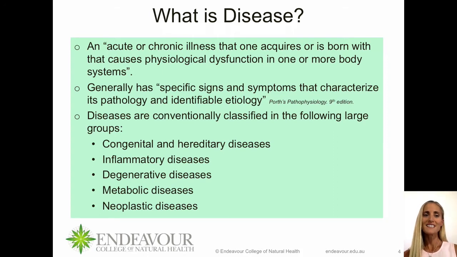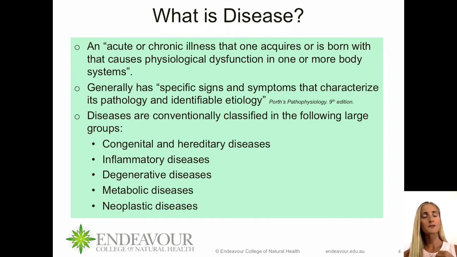Inflammatory diseases are often caused by microbial agents or allergens. A good example of that is hay fever, asthma, food allergies, and anaphylaxis, which is a severe acute inflammatory response to an allergen or a trigger. Degenerative diseases are diseases that cause a degeneration to a specific part of the body. For example, osteoarthritis causes degeneration to the joints.